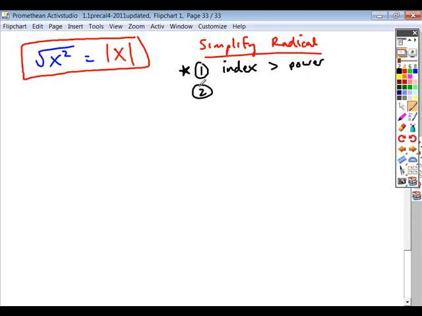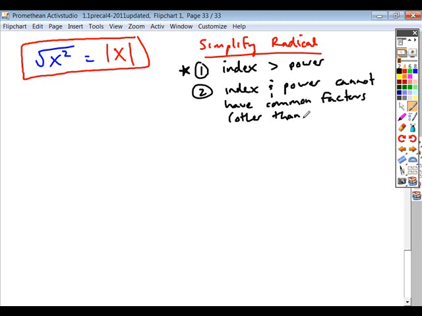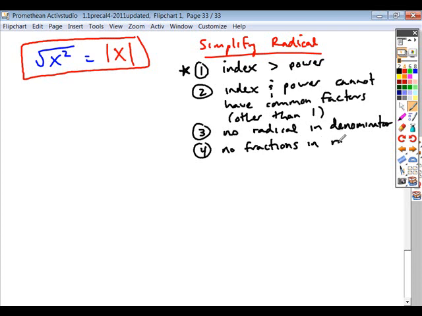The other rules that we'll talk about later in this section: the index and power cannot have any common factors other than 1. Rule 3, there can be no radical in the denominator of a fraction. And rule 4 is just another way to state rule 3, and that is no fractions inside radicals, because if you had a fraction in a radical, you truly would have the radical in the denominator as well. Okay, so those are the 4 rules for simplifying a radical.